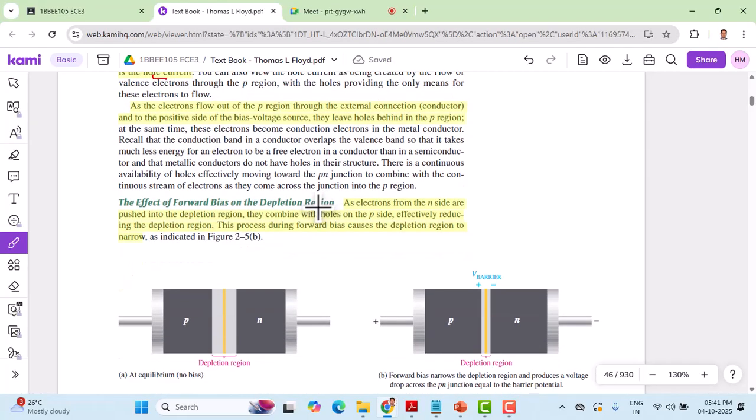Let us see the effect of forward bias on the depletion region. As electrons from the n side are pushed into the depletion region, they combine with the holes on the p side. We already saw that. Effectively, a reduction in the depletion region happens. This process during forward bias causes the depletion region to narrow. You can see here in equilibrium there's a wider depletion region. This is in equilibrium without applying any voltage.